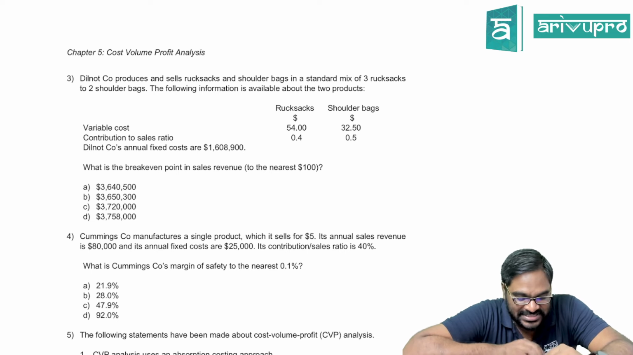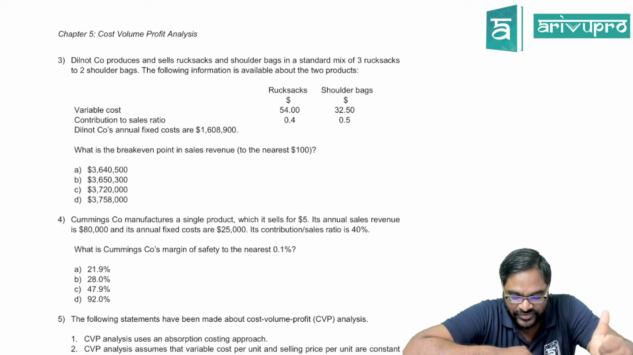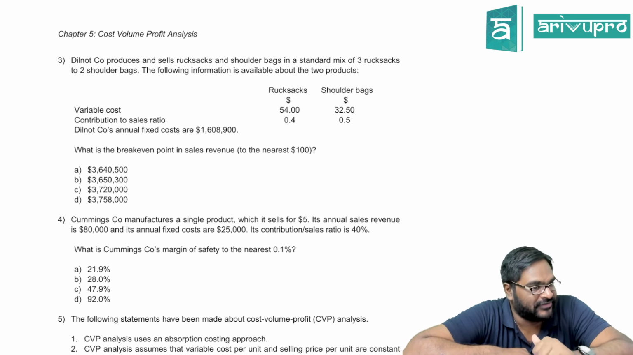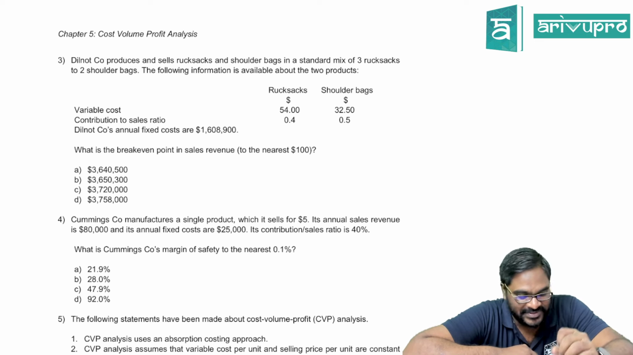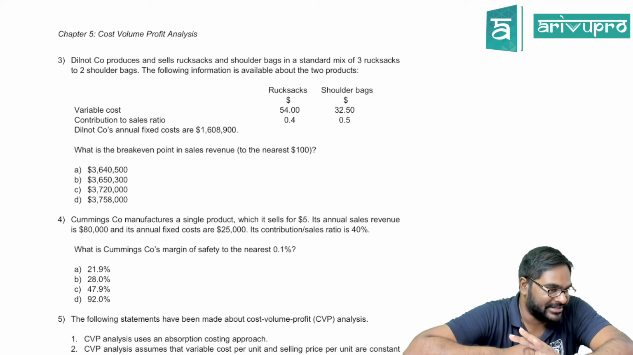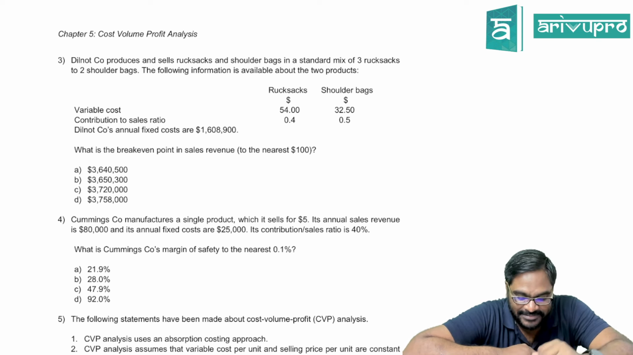And information is given: variable costs we know, 54 and 32.5 respectively. And we have contribution to sales ratios, which are 40% and 50% respectively. The fixed cost is 1,608,900. What is the break-even point in sales revenue to the nearest $100?